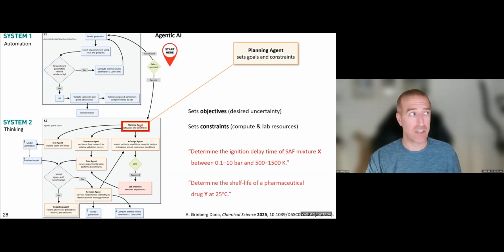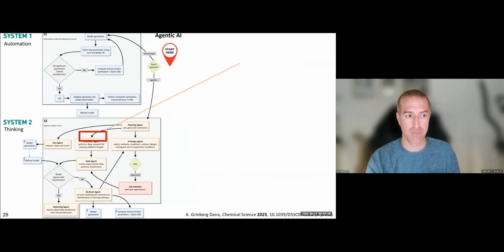We have a planning agent first. So this planning agent will set goals for us and constraints. For example, we can tell it, set the objectives for us, determine the ignition delay time of sustainable aviation fuel mixture between these pressures and these temperatures, and it will decompose the objectives into actionable tasks.